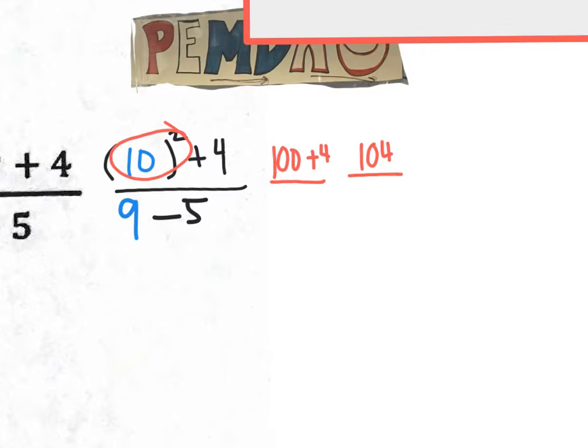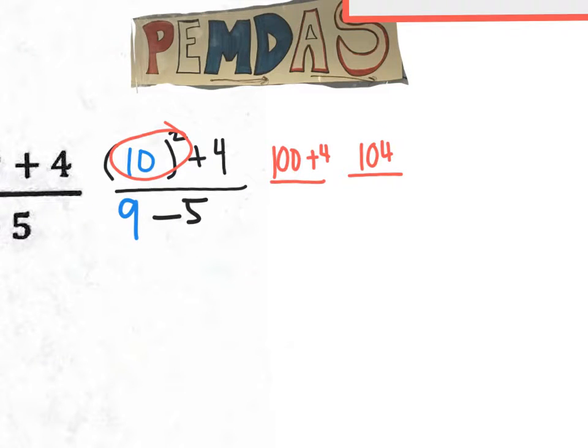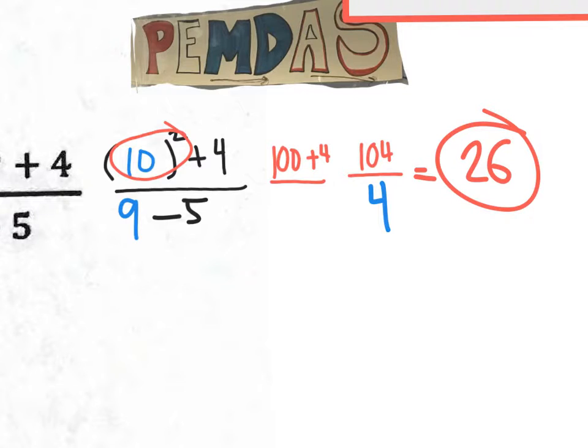Let me just move this out of the way. 9 minus 5 is 4. And now at the very end, once I've already simplified the top and the bottom, now I could actually worry about this fraction bar, which is really a division, right? So 104 divided by 4, that's 26. Yeah, 26. And you need to be able to show your work.